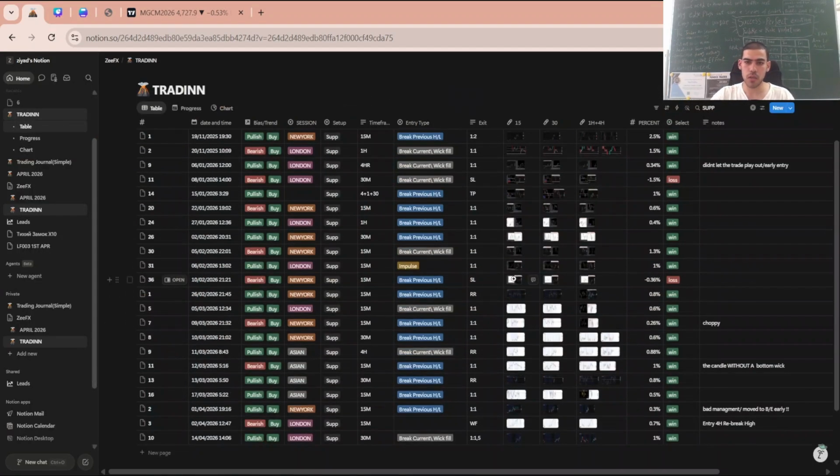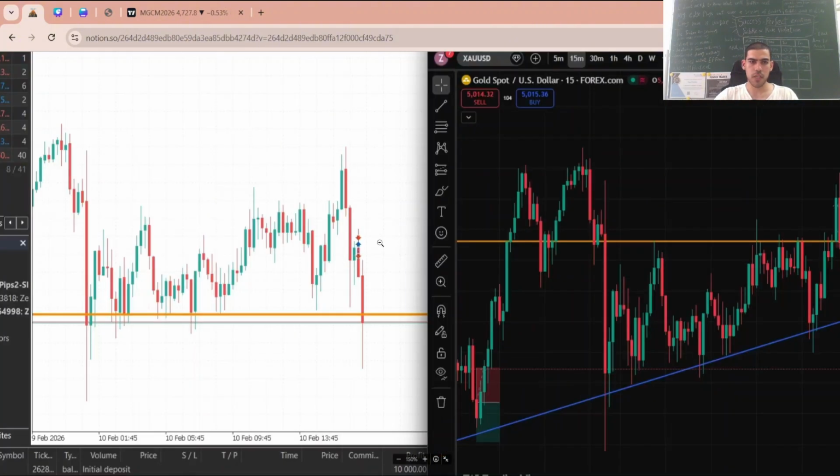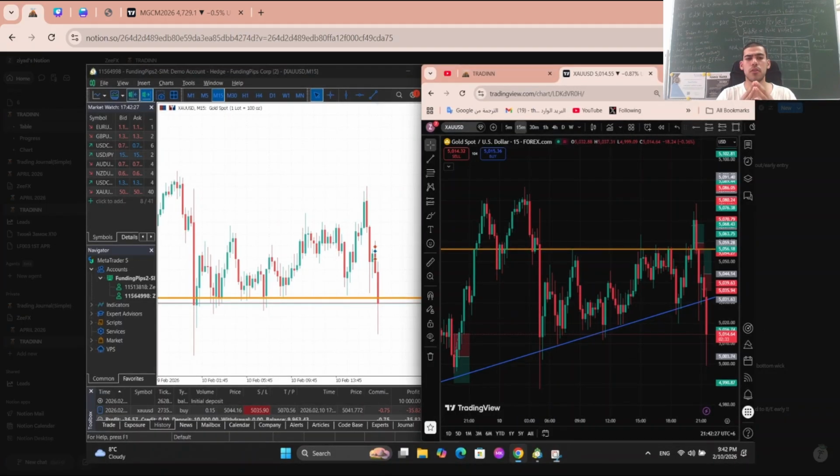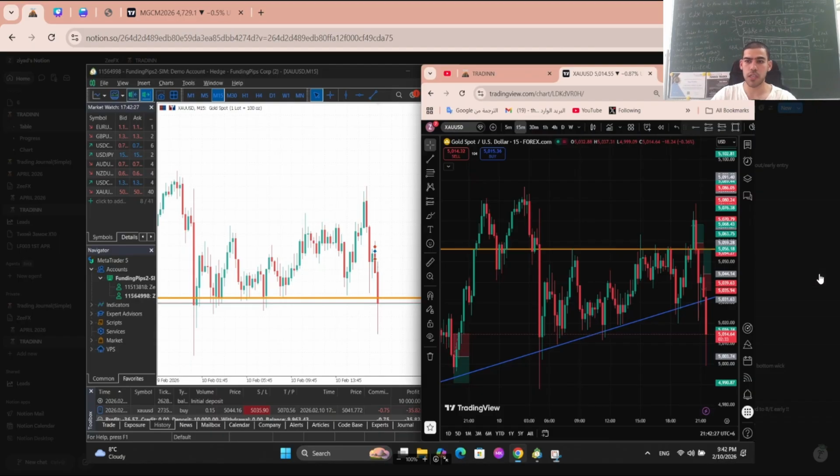Let me show you a loss now. Alright, so this is some nice loss. You can see here that price created a support, but I think this candle was a little bit weak, or this could be just a probability loss. So you should not be mad, or revenge trade, or overtrade, or over-leverage. You just take your setups, and if it worked, it worked. If it didn't work, then it didn't work.